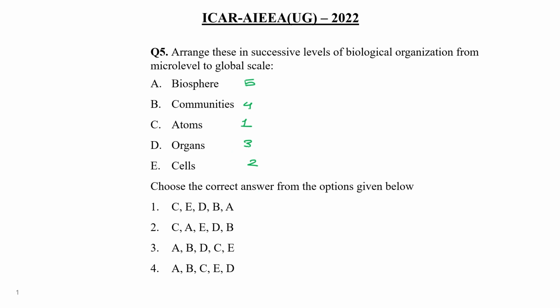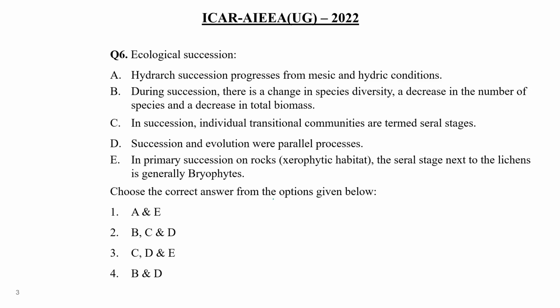So C, E, D, B, A. Okay, so choice number 1, CEDBA, is in successive levels. So choice number 1 would be the correct answer. Clear? Okay. Now question number 6.